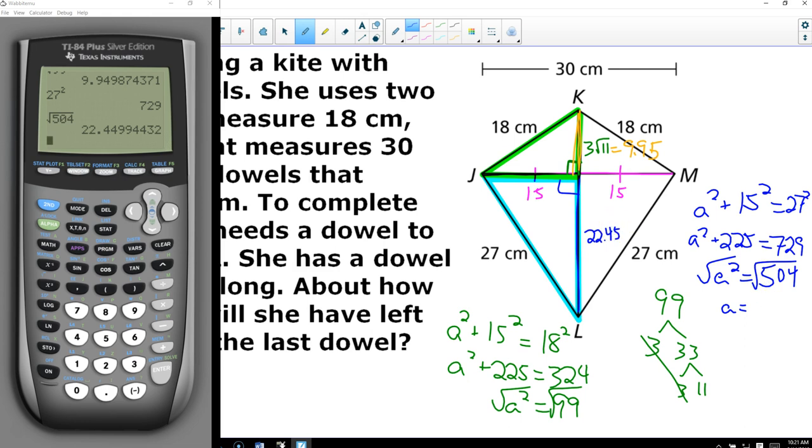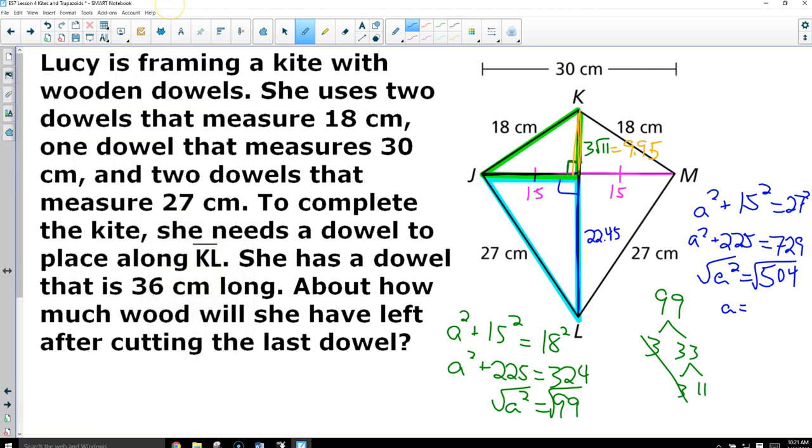So now I want to add those together. So 22.45 plus 9.95 is 32.4. So that'll be my total dowel length. So from K to L is 32.4. I had 36, so I'm going to take 36 minus that answer. Leaves me with 3.6 centimeters of wood left.